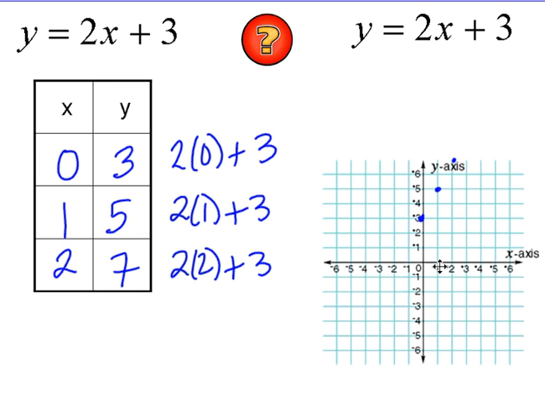I'm not going to draw a line just yet, but that's the kind of thing that we would do. Now, what would happen? Some things could go wrong. We could do wrong calculations, get wrong numbers. We could plot things in the wrong place. There's a lot of things that can go wrong.